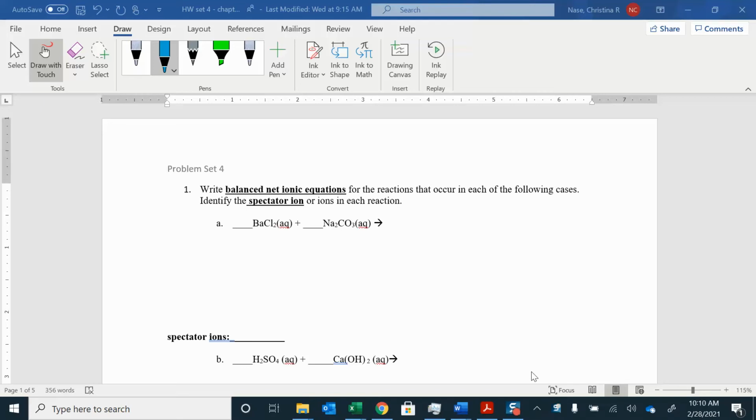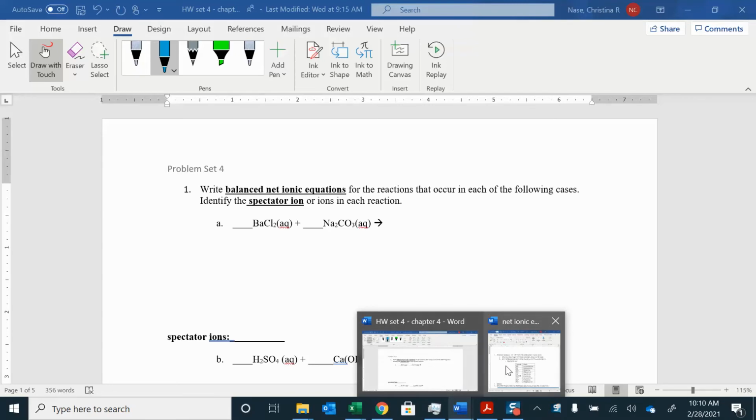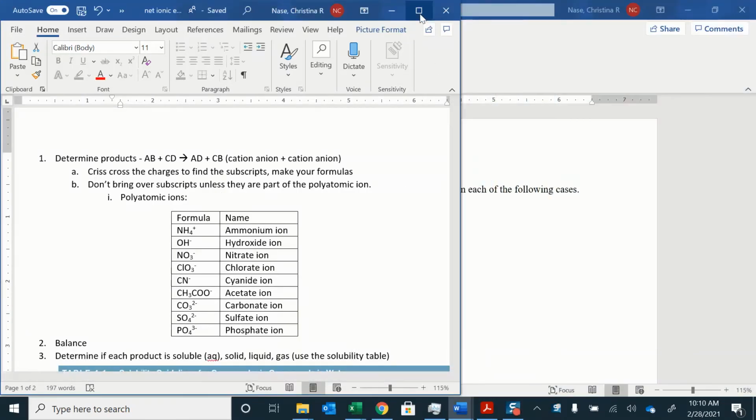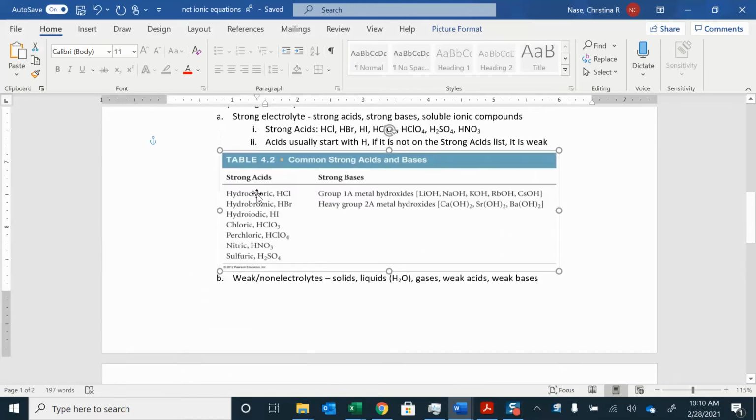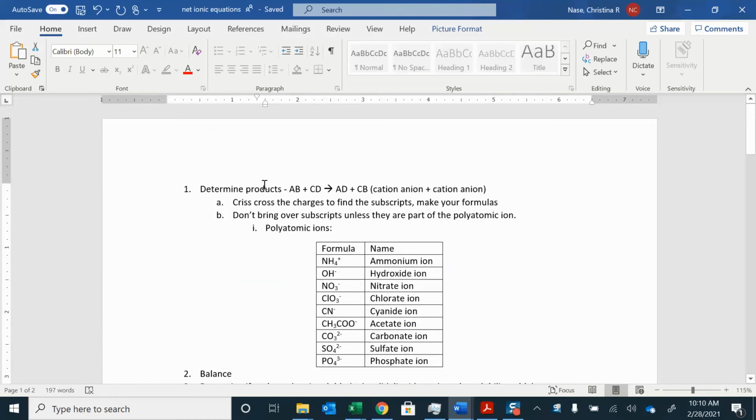Alright, I think you guys might be able to use another supplemental video on how to make net ionic equations, how to write these equations. So I made a little cheat sheet of steps, processes to go through while you're doing these. So we'll just kind of follow it as I go through, and I'll post this too. So the first thing you want to do is determine your product.